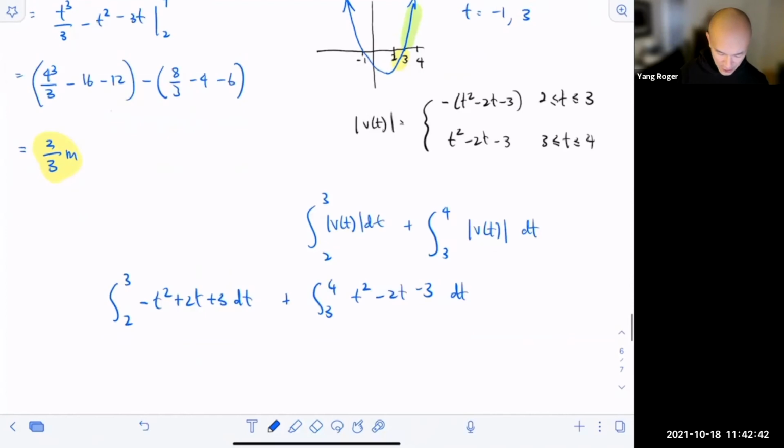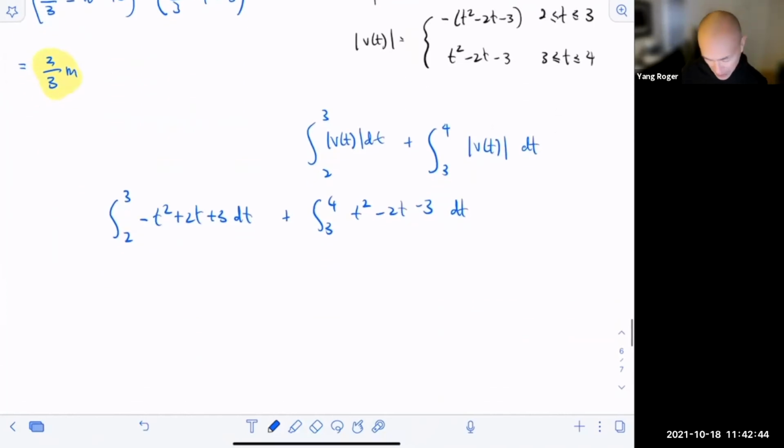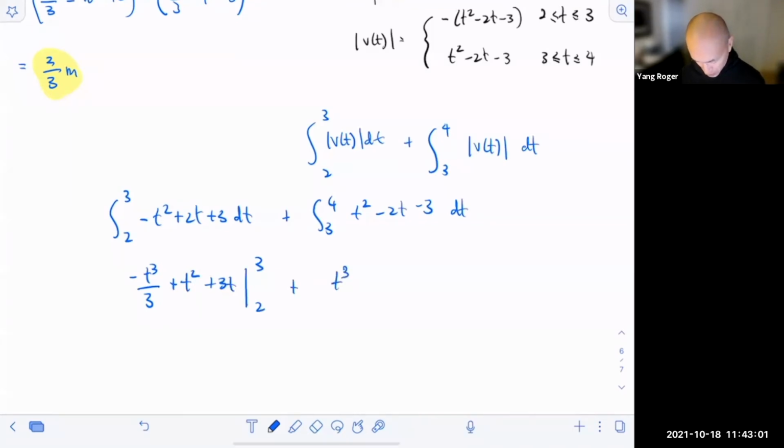Then we just got to integrate each piece. So this becomes negative t cubed over 3. This becomes plus t squared. This is plus 3t. And we're going to go from 2 to 3. This piece is t cubed over 3. This is minus t squared. And this is minus 3t. And we're going to go from 3 to 4.